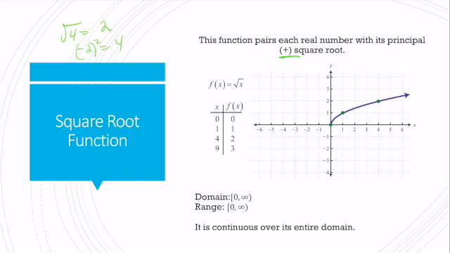The most basic square root function is the square root of x. Its domain goes from 0 to infinity, and its range is the same. And it starts at the origin, which is (0, 0).